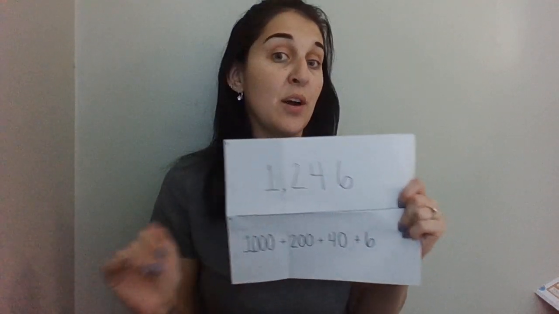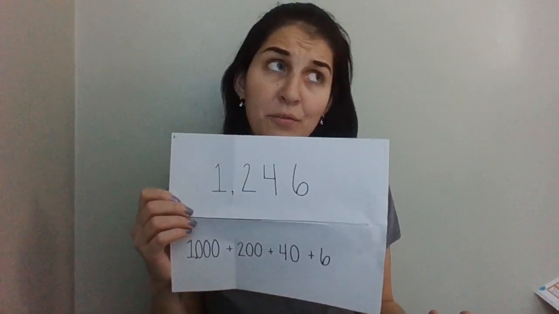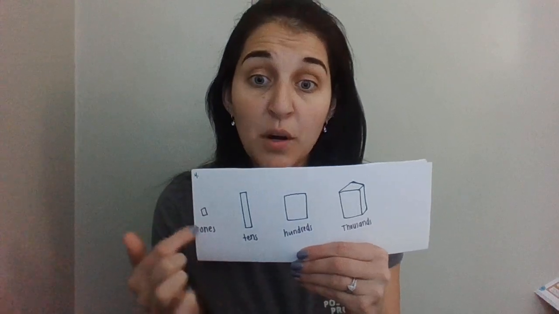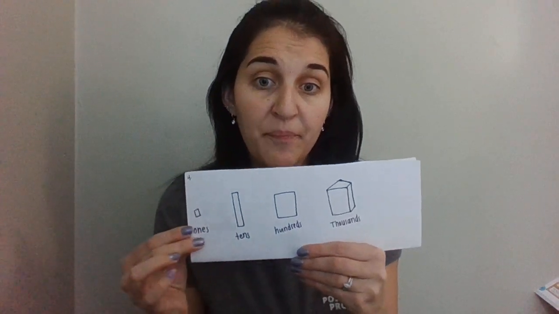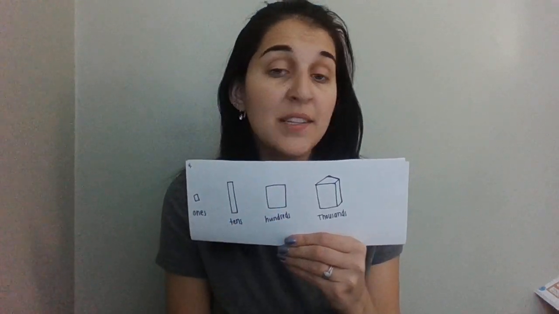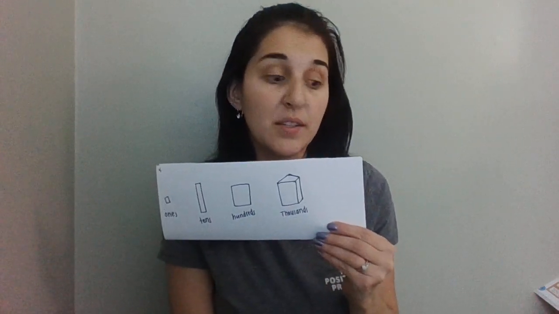I'm going to break that down a little bit more using something called base 10 blocks. Now, unfortunately, my base 10 blocks are in my classroom, so I've drawn them out. This is what they look like. We have a very small cube that represents ones, a rod that represents tens, a square that represents hundreds, and a big cube that represents thousands.